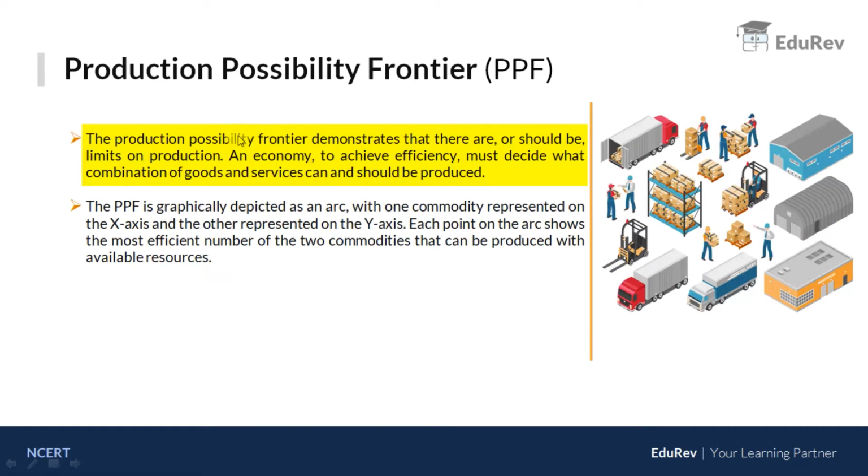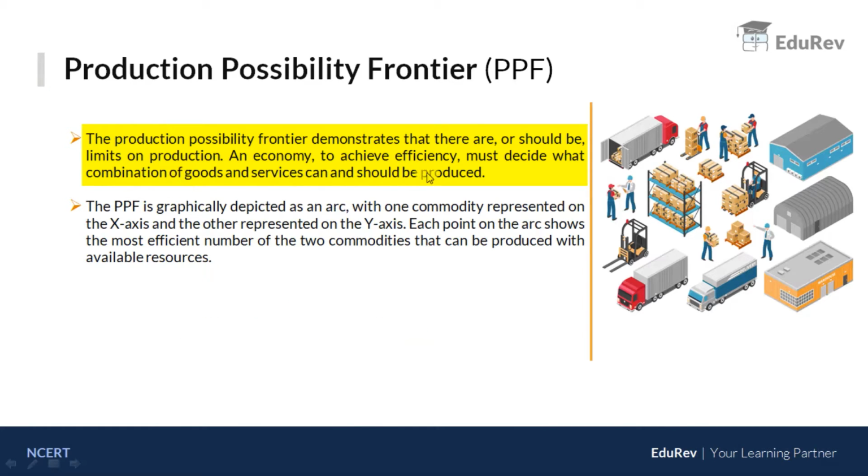The production possibility frontier demonstrates that there are, or should be, limits on production. Of course, because people want varieties of goods to consume in the economy. We want all kinds of goods and services. We don't want just one kind of goods and services. So since the resources are constrained, we have to allocate resources specifically. We cannot allocate all resources to only one sector. We have to allocate the resources among various sectors. So there are limits on production.